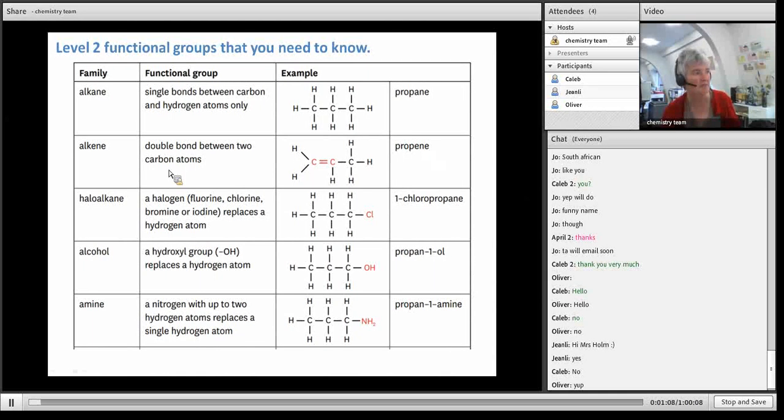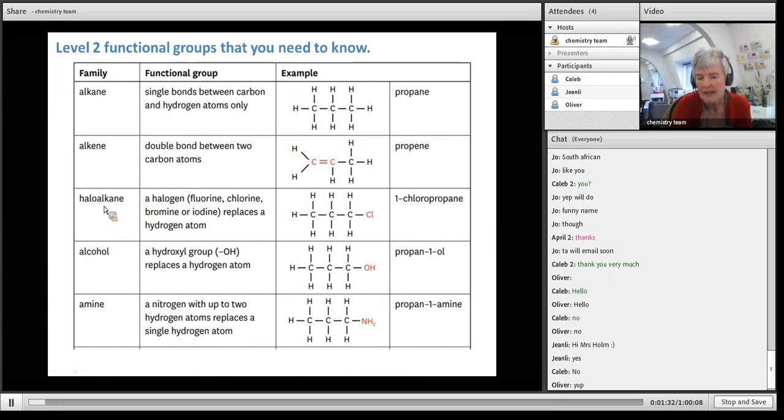So the functional group matches the name, the ending of the name, and we recognize it by the double bond, and it's a carbon-carbon double bond. You're going to find other ones where it's a carbon-oxygen double bond, but this one's a carbon-carbon. A haloalkane is anything that's with a halogen.